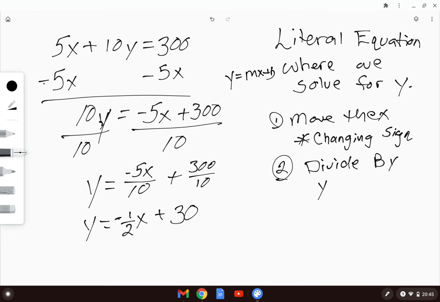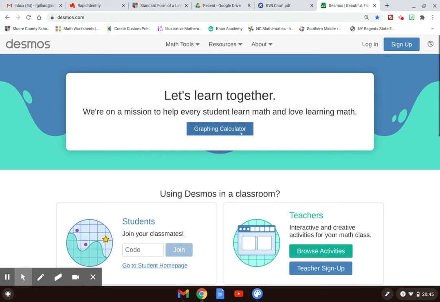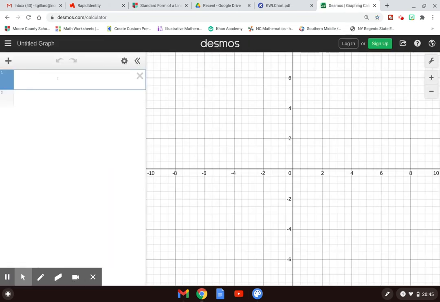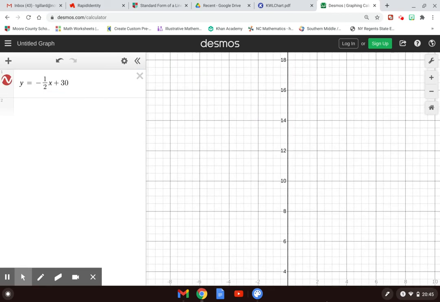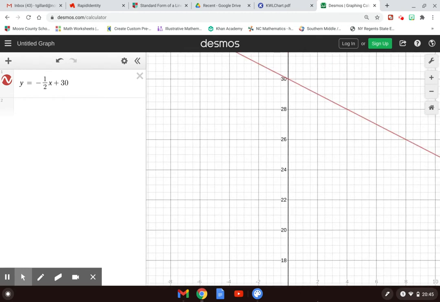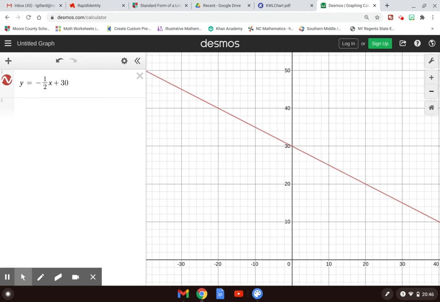So here is 5x plus 10y equals 300 in slope-intercept form. Y equals negative 1/2 x plus 30. Now, if I come over here to Desmos, all right, I can now graph this line. And as you see here, it's going to intersect at 30, okay? Because that's my y-intercept. But what I can also do now is use this line to predict my different values.